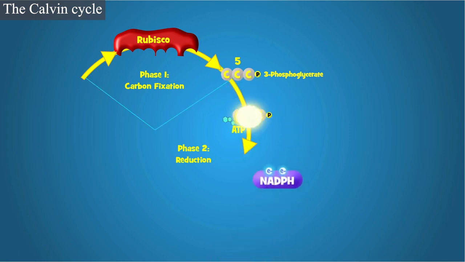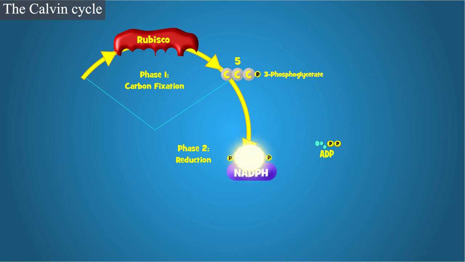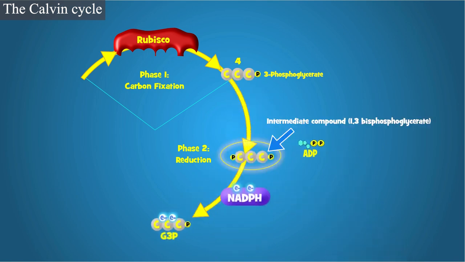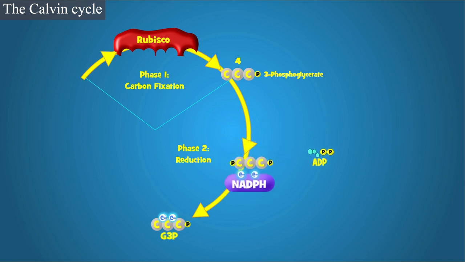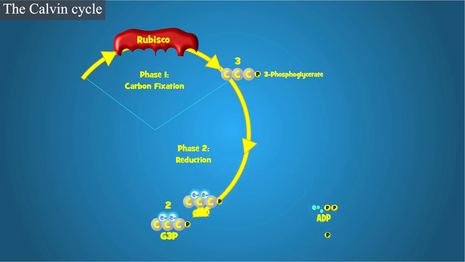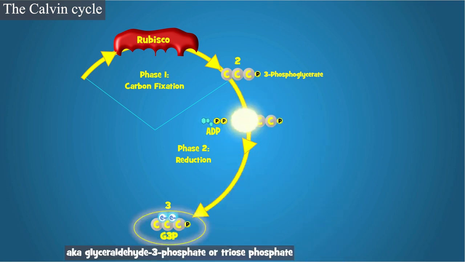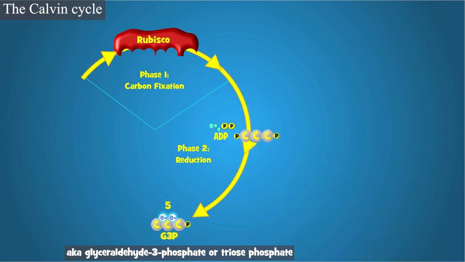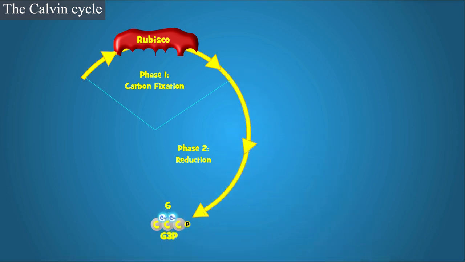Phase 2. Reduction. In the reduction phase, ATP from the light reactions provides energy to make an intermediate compound. This reactive intermediate can then be reduced, or gain electrons and hydrogen. The electrons and hydrogen come from NADPH and are used to reduce the intermediate compound to make glyceraldehyde 3-phosphate, more commonly called G3P, or sometimes triose phosphate. G3P is the key product of the Calvin cycle that can be used to make sugar.